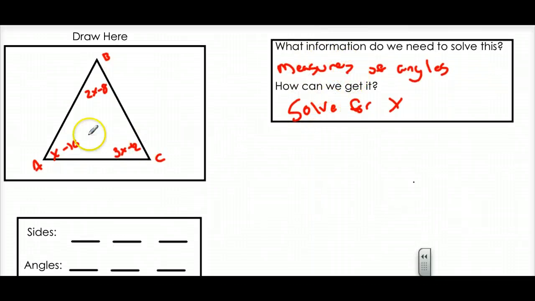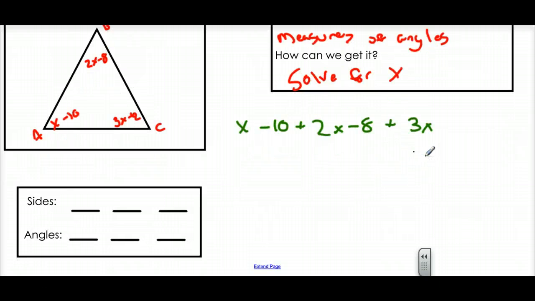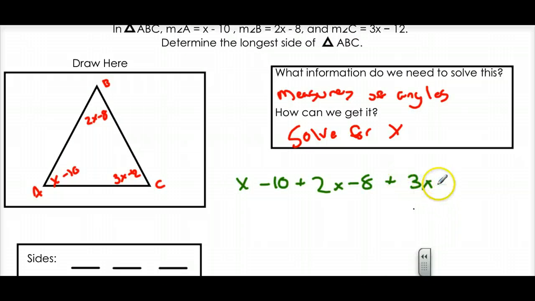So how am I going to solve for x? Well, these are the three angles of a triangle, so I know they add up to what? Say it. No, don't say it. You're going to disrupt the class. Think it. They add up to 180. So it's x minus 10 plus 2x minus 8 plus 3x minus 12 equals 180.